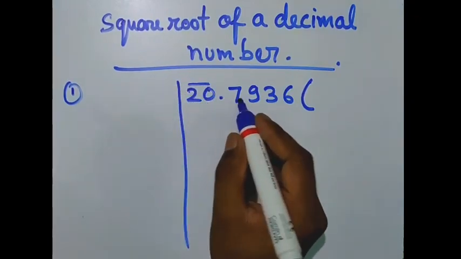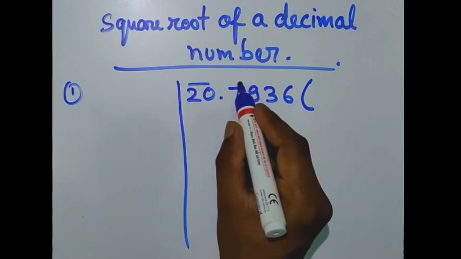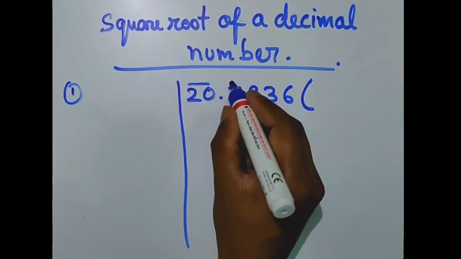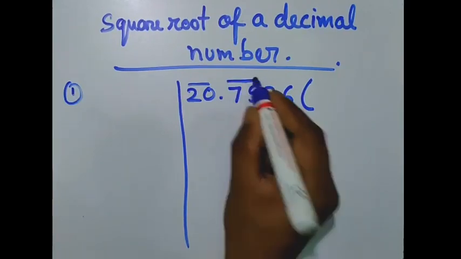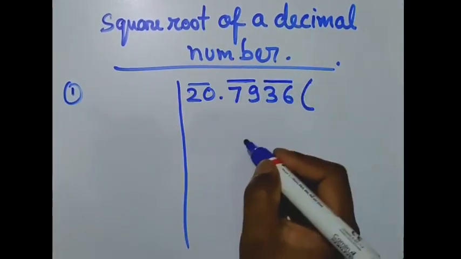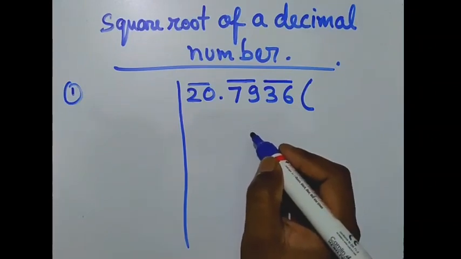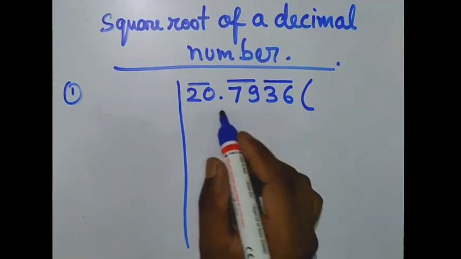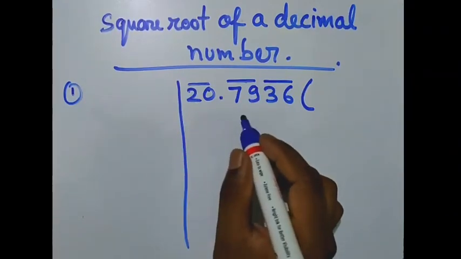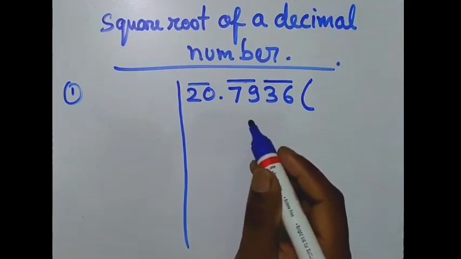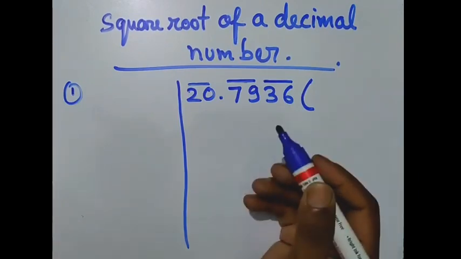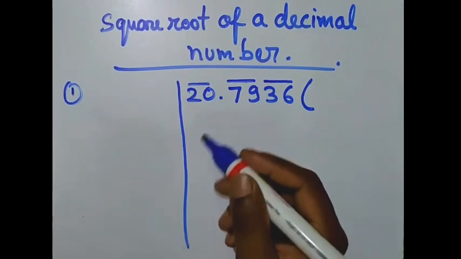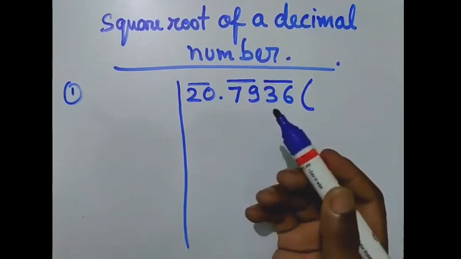But for the decimal part, you will start pairing from the left to the right. So after the decimal point, you start pairing from the left. So one pair, then another pair. Okay? Now in questions like these, if it is a non-perfect square number, then you will be asked to round off the decimal places. We will come to finding the square root of a non-perfect square number in the next question.